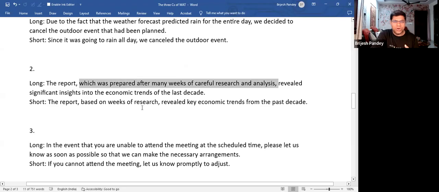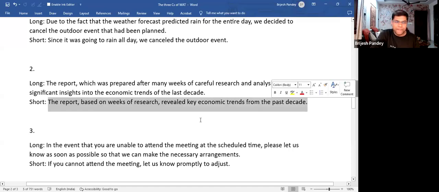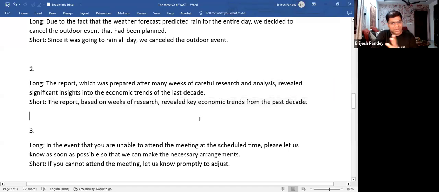The report, based on weeks of research, prepared after many weeks of careful research and analysis. Why do you need to say after many weeks of careful, based on weeks of research? So look at how this entire thing has been crisply put in the second version. And therefore, this shortened version is much, much better, and it brings out the idea much more clearly. The report, based on weeks of research, revealed key economic trends from the past decade.